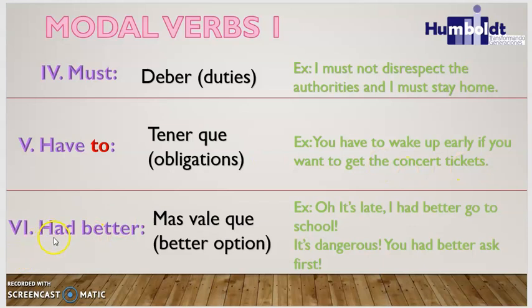The number 6 is had better. That means in Spanish, más vale que or mejor tal cosa. Okay, it's to refer to better options for things. So the examples are, oh, it's late. I had better go to the school. Es tarde. Como que mejor me voy para el colegio.